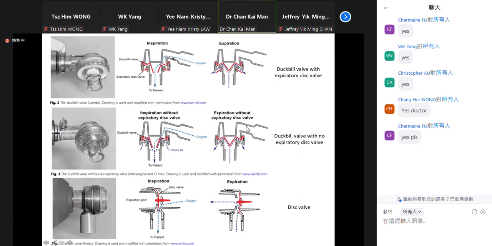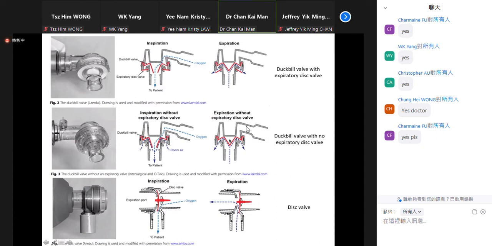breath to the patient, the oxygen goes into the patient. But during the patient's expiration, the duckbill valve would be closed, and therefore the expired gas would have to leak through the expiratory disc, and it goes out.